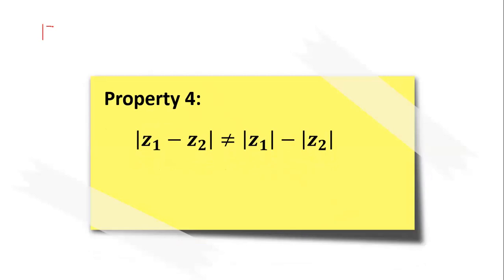So till now, we learned that the modulus of z1 times z2 is equal to the modulus of z1 times the modulus of z2. Same in division, but it doesn't include sum and difference.